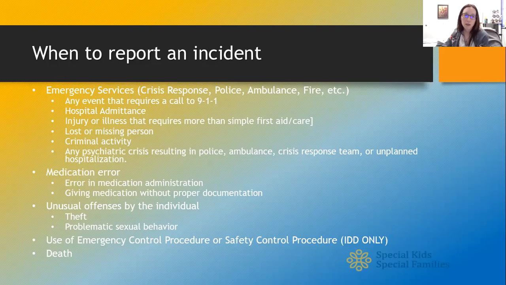Lost or missing person, of course, the criteria for this to be considered critical or non-critical is going to be laid out in the health and safety and the service plans. Any criminal activity, whether suspected, observed, discovered, whatever, needs to be reported.